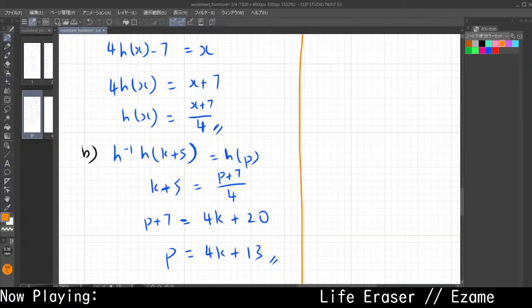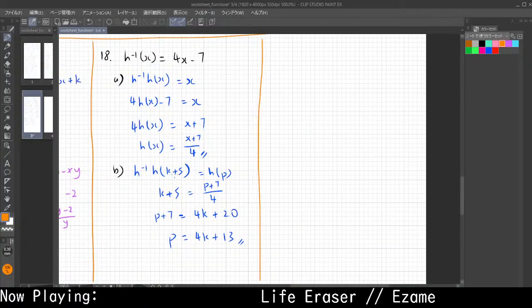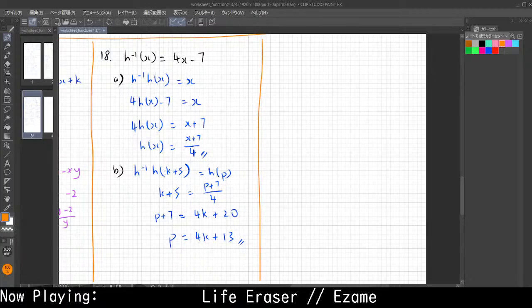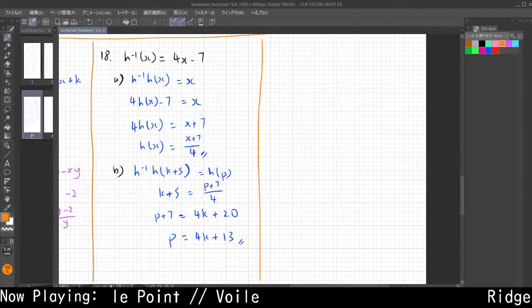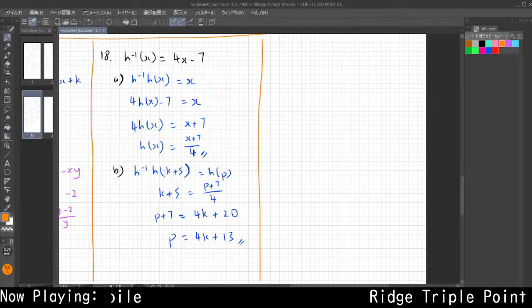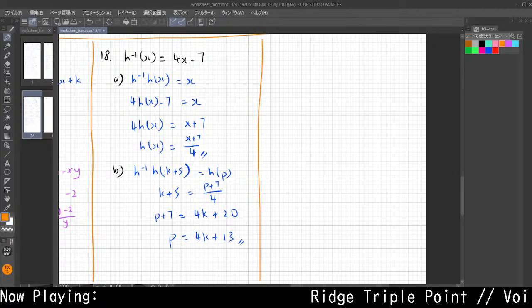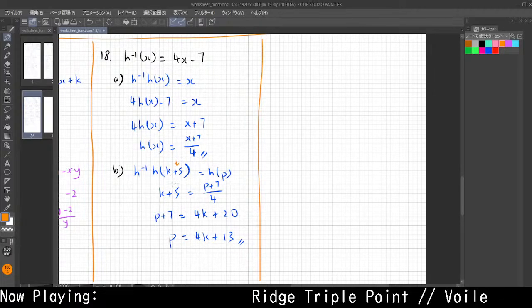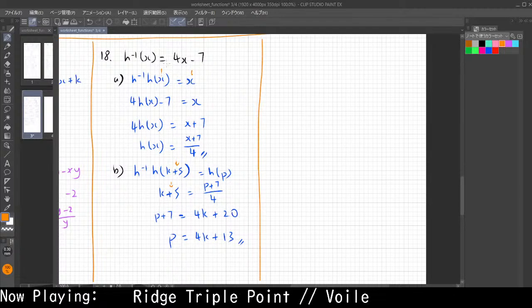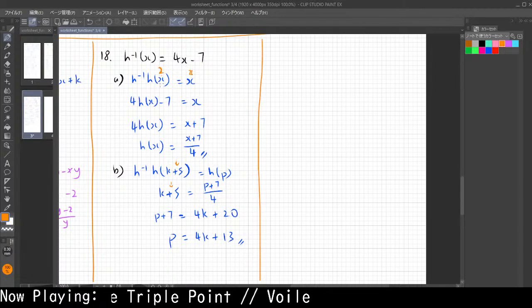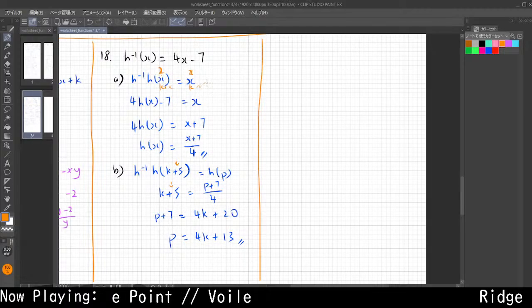Anyway, this question basically just teaches you h inverse h is equal to x itself. Same thing goes for f inverse f. No matter what the letter is, as long as it's itself with its own inverse, it automatically becomes x. So whatever is inside this bracket will just be taken out. If I put 1 here, I just get 1. If I put 2, I just get 2. If I put K, I just get K. K plus 5, K plus 5. Get the idea?